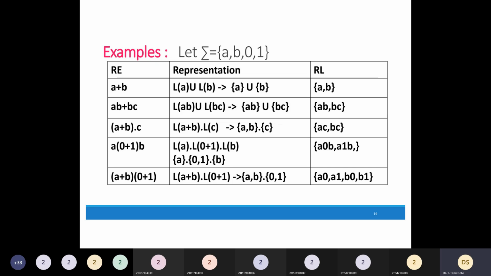And then the last one, a plus b into 0 plus 1. First you have to divide this into two parts: a plus b is the first language, and 0 plus 1 is the second language. So L of a plus b dot L of 0 plus 1. From this you get a comma b dot 0 comma 1. Here you have to join these two into a single language: a0, a1, b0, b1. Finally you get the regular language from the given regular expression.